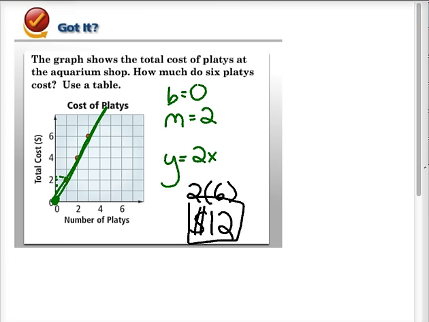All right. So you've been shown a lot of methods in this video, okay? I've shown you how to do it with patterns, how to do it with tables, how to do it with graphs, all right? So that's going to be the end of our video for today.